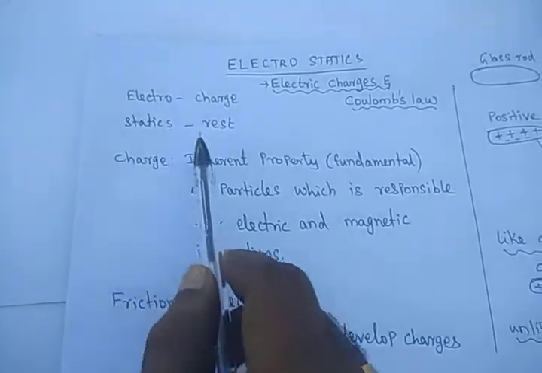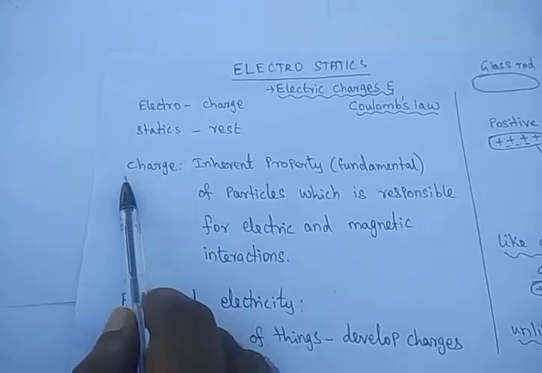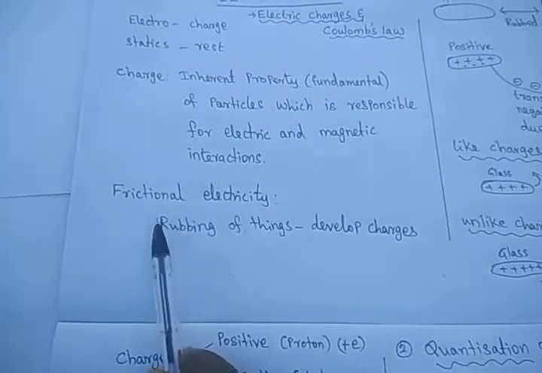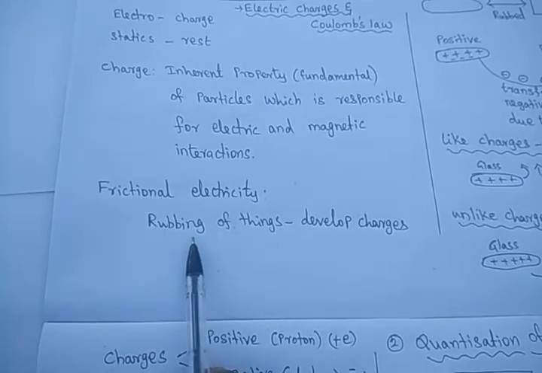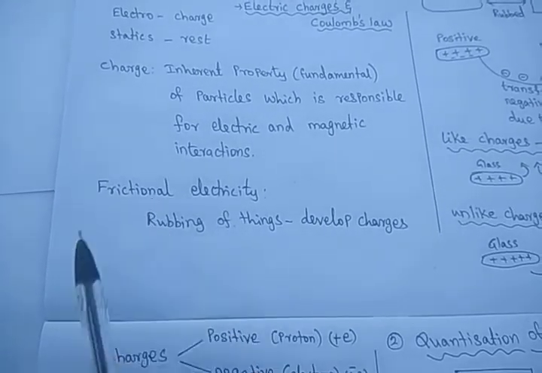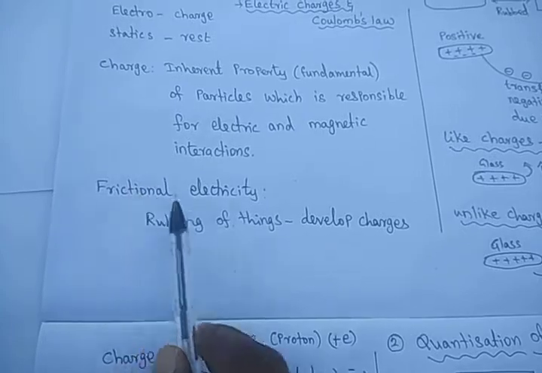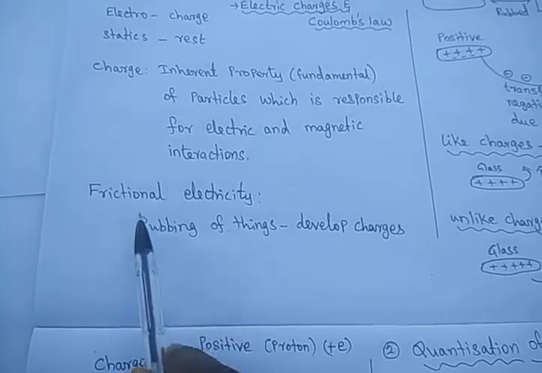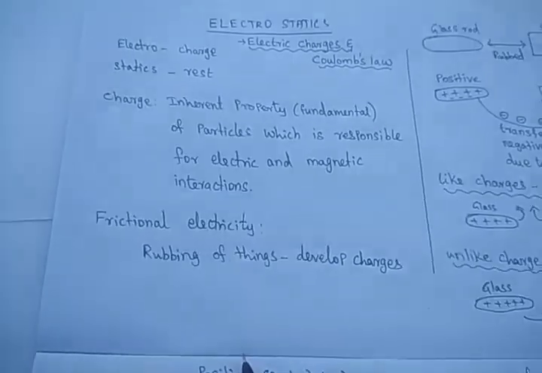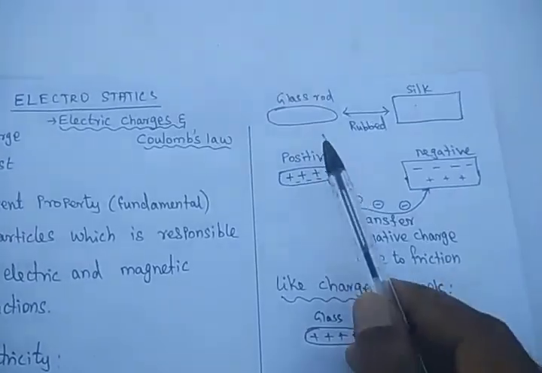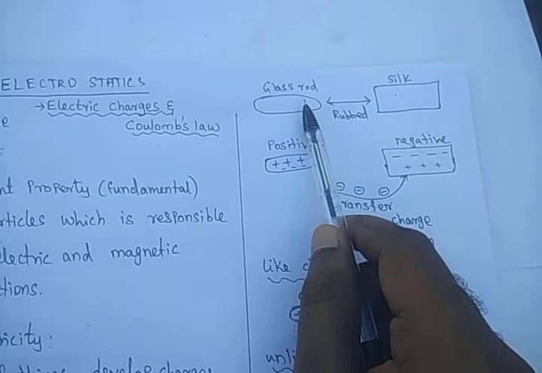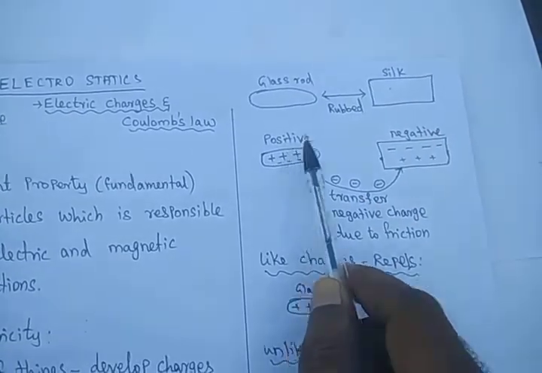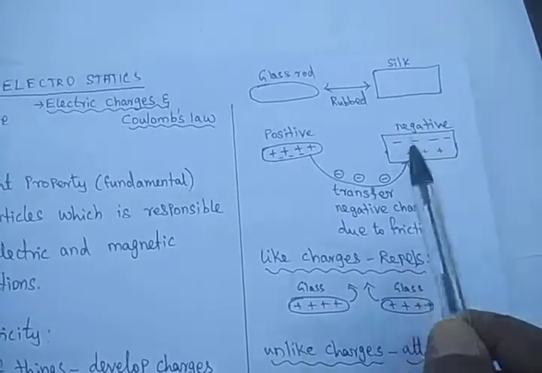So in order to understand the definition of the charge, now we are going to see about frictional electricity. The friction means the rubbing. Due to the rubbing of the two things, the friction will occur. Due to this friction, the charges are developed. That is called as frictional electricity. Let us see one small example. When the glass rod is rubbed with silk, what will happen? The glass rod will become positively charged and the silk will acquire negative charge.